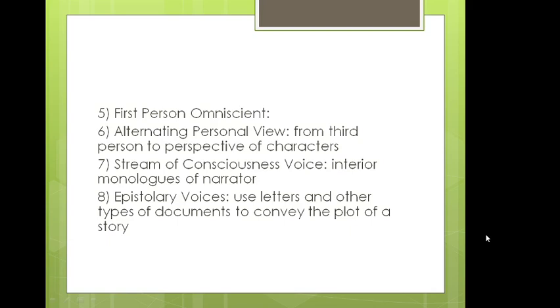And sixth one, it is alternating personal views. So that is common in an alternation from third person to the perspectives of characters. There is an example, American Beauty, or a famous horror film. It starts with this person narrating, talking about how I died. The story begins with that, but then the story is told in other perspectives, with other characters' perspectives intermingling. So that is alternating personal view, from third person to perspectives of characters.